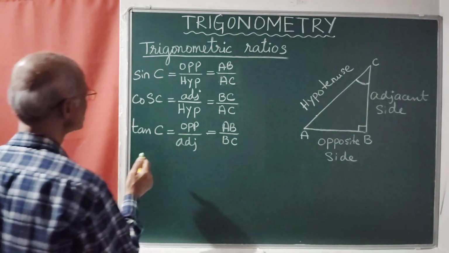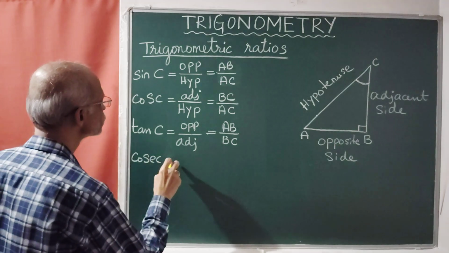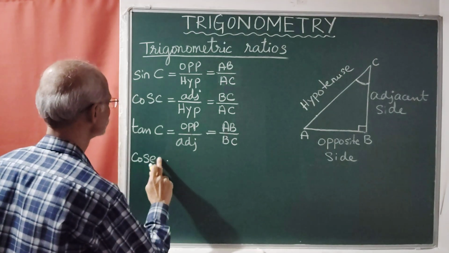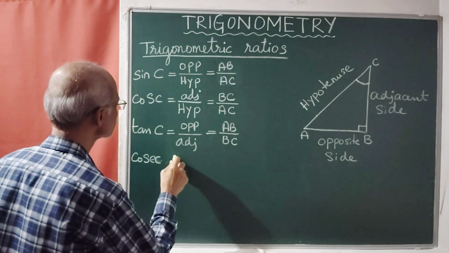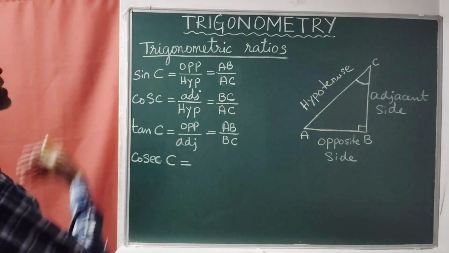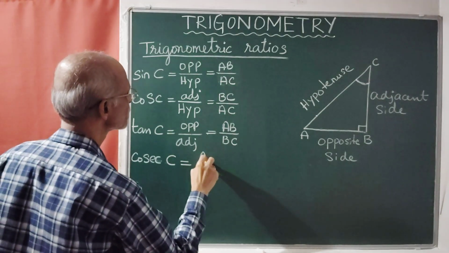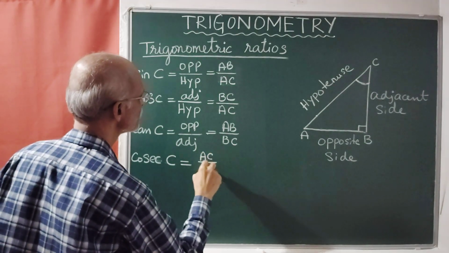Now cosec C. Cosec of angle C is the reciprocal of sine. So it will be AC by AB.